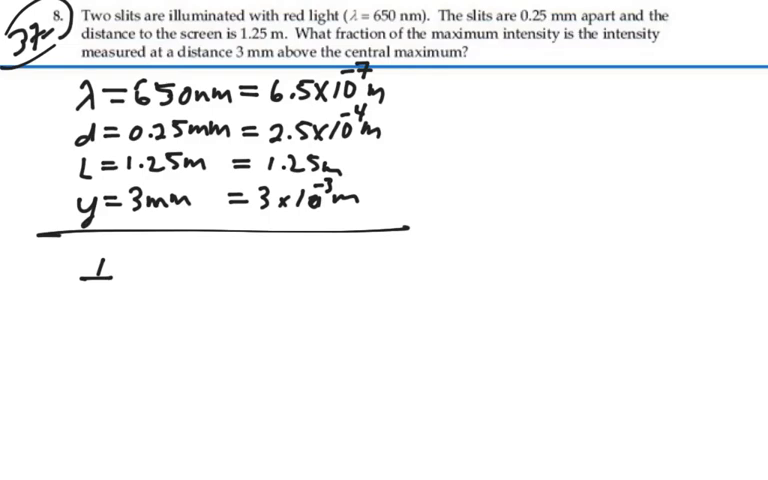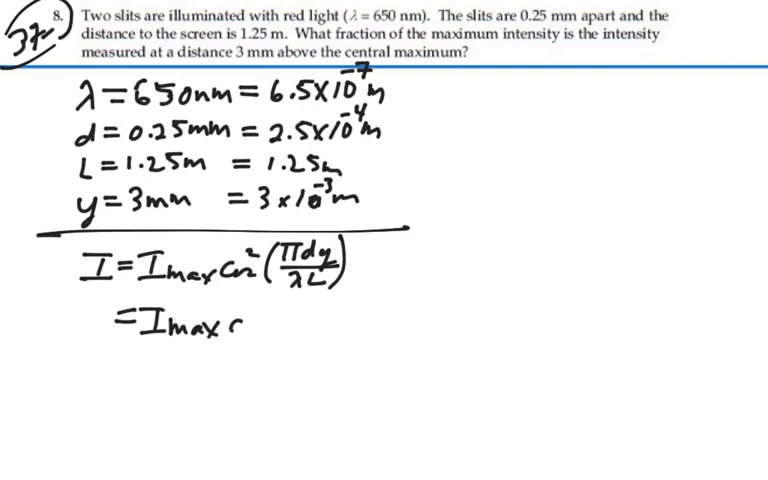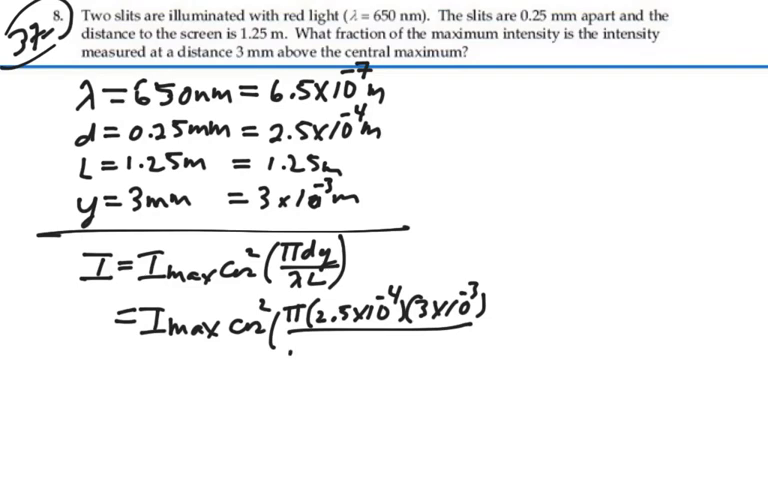Now in general, the intensity on the screen is going to equal the maximum intensity times the cosine squared of pi d y over lambda L. So in this case, that is going to be equal to the maximum intensity times the cosine squared of pi times d, which is 2.5 times 10 to the minus 4, times y, which is 3 millimeters, 3 times 10 to the minus 3, over lambda, which is 6.5 times 10 to the minus 7, times L, which is 1.25 meters.